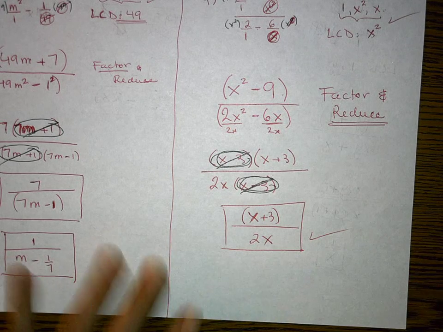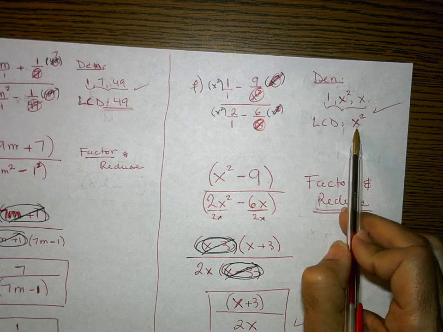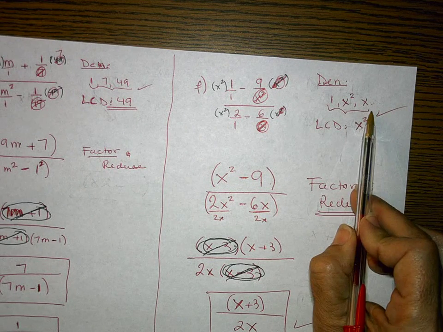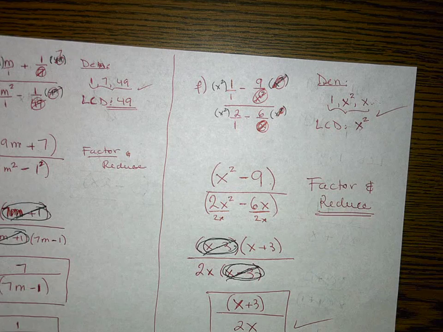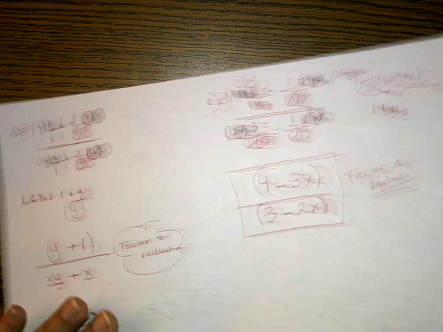And that is it. As you can see, we're always looking for the denominators and the common multiple of all these denominators so we can create our least common denominator. And that is how you do this section 4.3. Good luck.